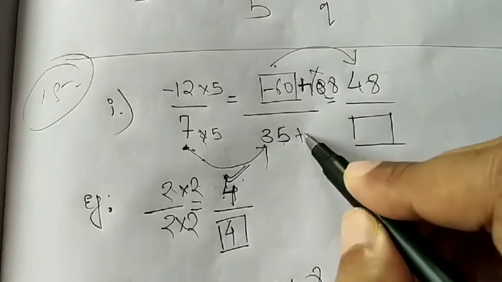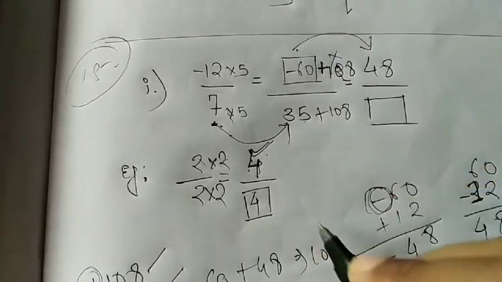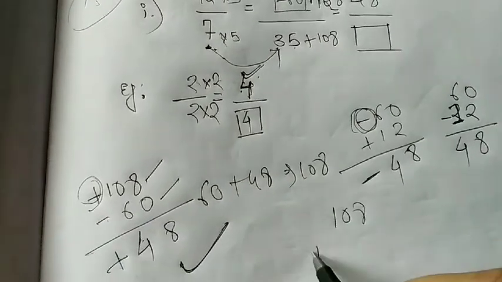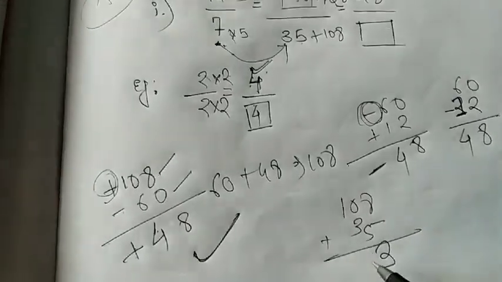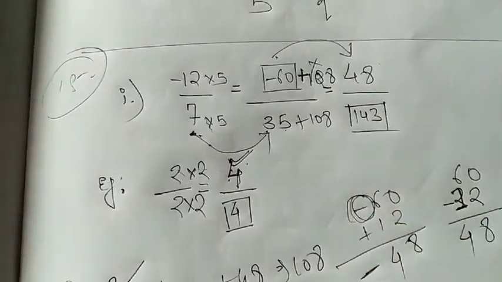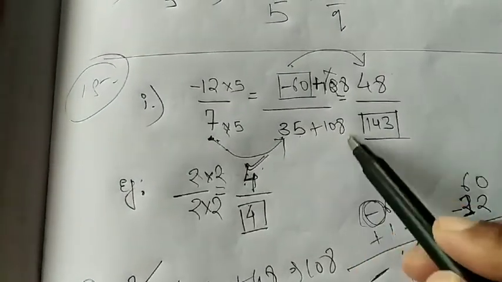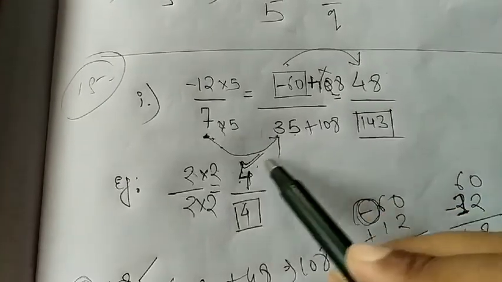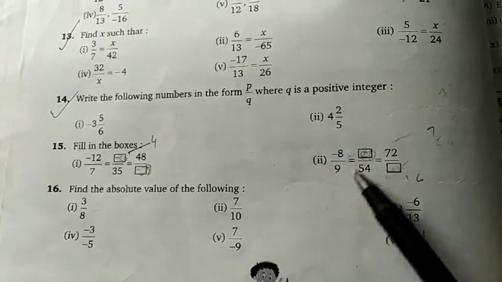We will add 108 to the denominator as well. Now solve. 108 plus 35. 8 plus 5 is 13. 1 carry 4. 143. Okay, you have to see what has been given to you. Accordingly you have to proceed. Likewise, we will do question number 2. You will try it on your own. Okay, question number 2.